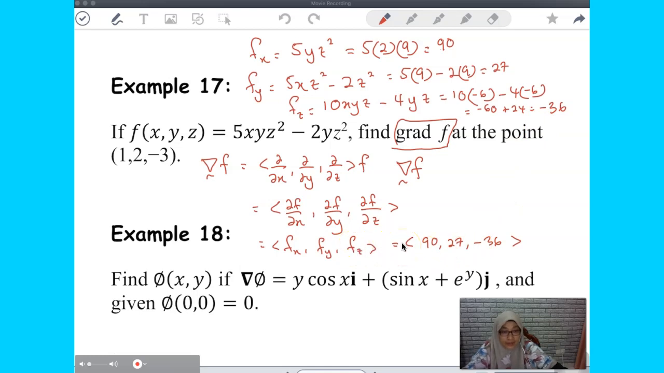Alright, so even though you have a scalar field, once you find the gradient of the scalar field, your answer should be in vector form. And if you have to compute for some values, then your final answer should be a constant vector. Okay.